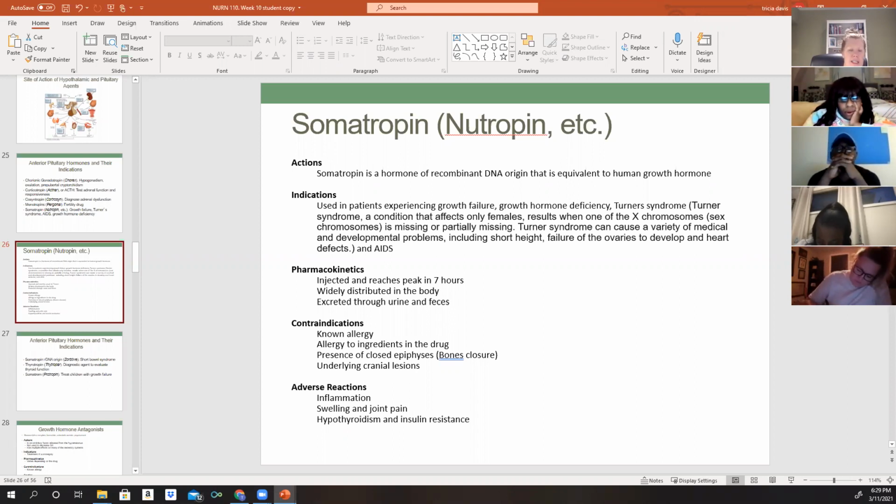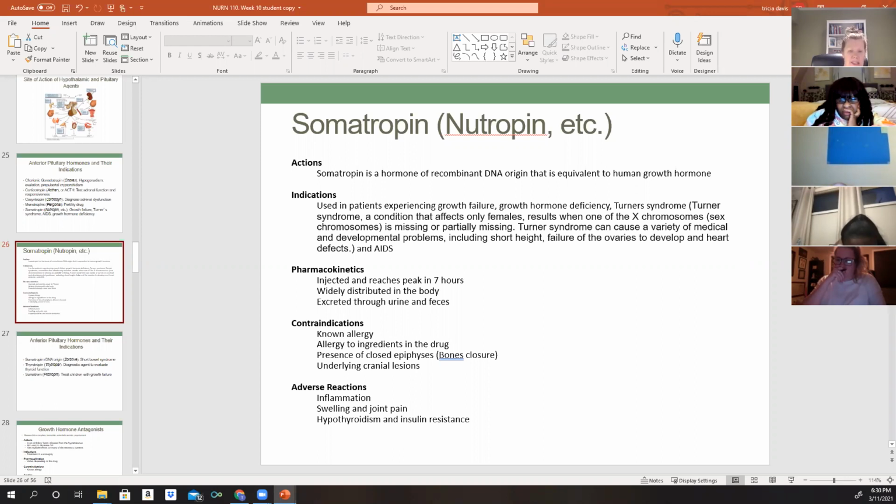Any contraindication to this medicine, well, you wouldn't want to take it if you have a known allergy because it could cause a hypersensitivity. Any allergic reactions to any of the ingredients in the drugs. And then you need to be careful with using this in the presence of closed epiphyses. So this is when the bones close. This can cause a problem with the bones.